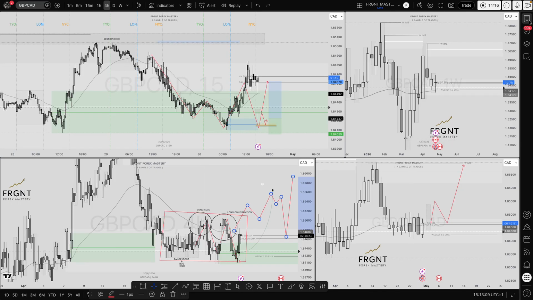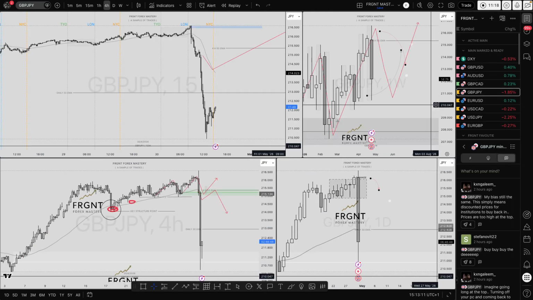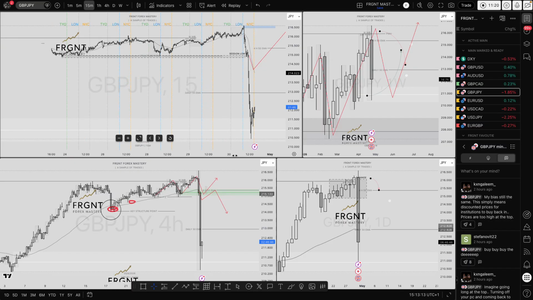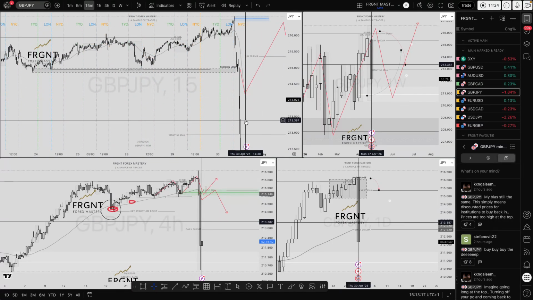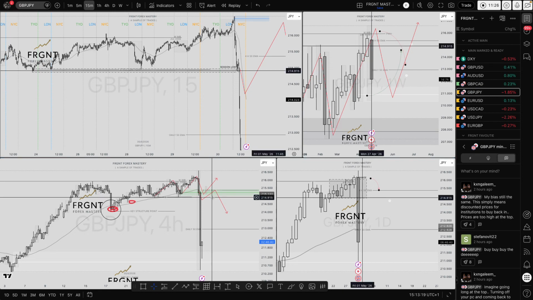So that's GCAD at the moment. Nothing today. GJ, missed a beautiful short. I mean, I was in the short last night, and I got taken out due to spreads again. So not a great evening, not a fantastic start to the day.